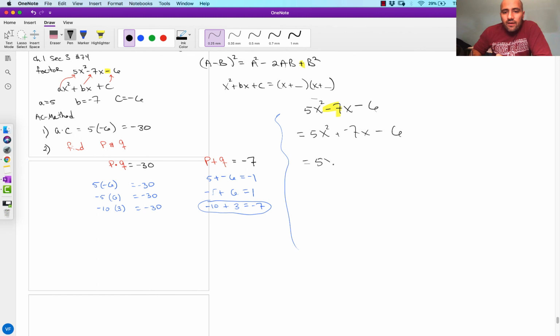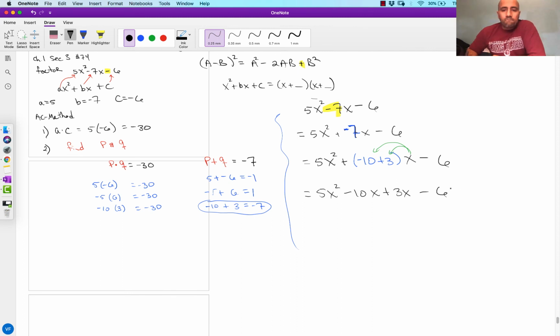So this will be equal to 5x squared plus, and let's put it in blue, a negative 10 plus a 3. Negative 10 plus a 3 is equal to negative 7. And then that is being multiplied by x, and we have this minus 6. Then we distribute this x, and we end up with 5x squared minus 10x plus 3x minus 6.